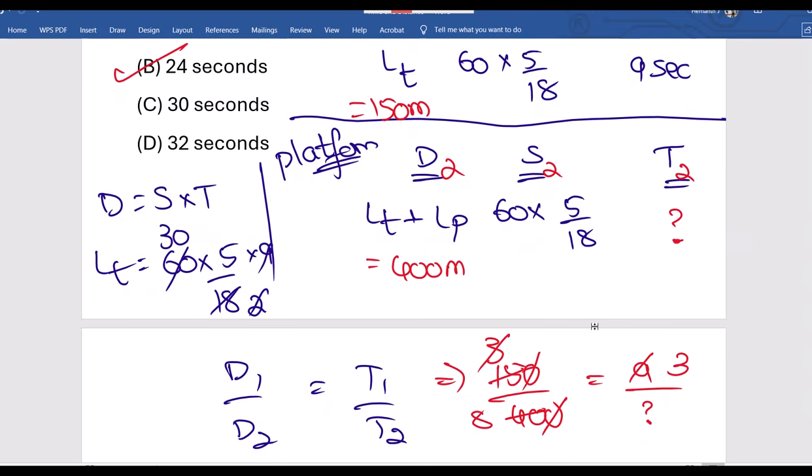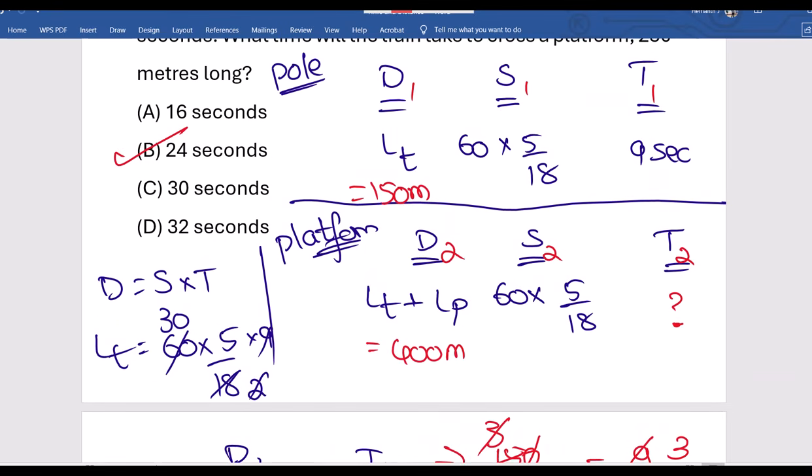D1 by D2 equal to T1 by T2. Train crossing a pole, train crossing a platform. When a train crosses a pole or a platform, speed is the same. Timing there is 9 seconds, here it is more. Why is the timing increased, sir? Because distance is increased. Train crossing a pole covers less distance, train crossing a platform covers more distance. Right?